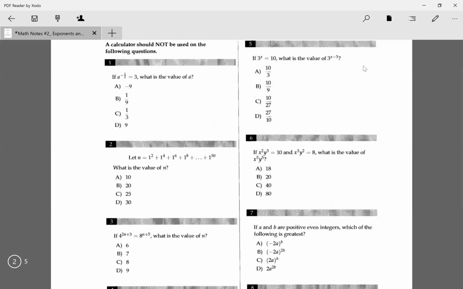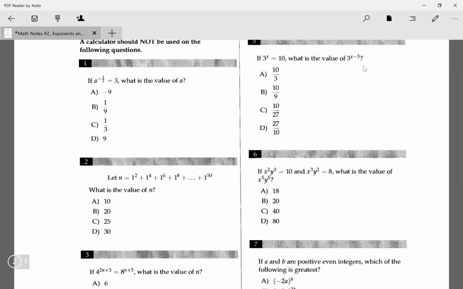So first, let's start off with number one. If a to the negative 1/2 power equals 3, what is the value of a? Well, here I'm just going to start. I see that it's a negative power, so I'm immediately going to do the reciprocal. So I'm going to do 1 over a to the 1/2 power equals 3. Next, I have a 1/2 power, so I'm going to make that into a radical: 1 over the square root of a equals 3.